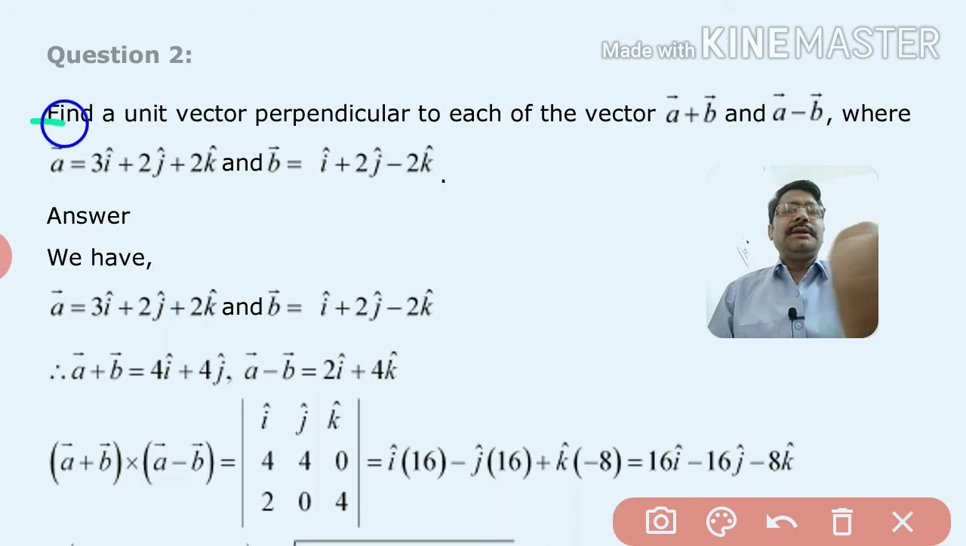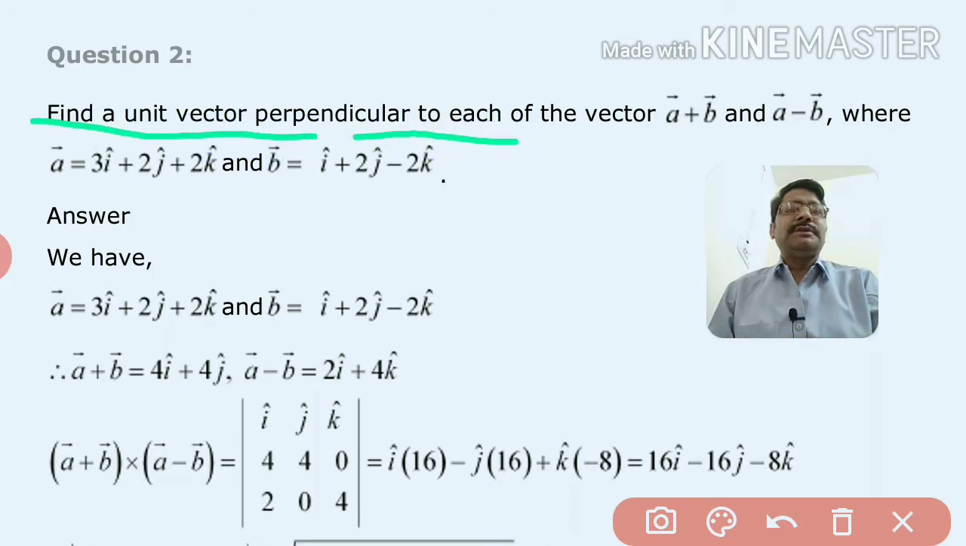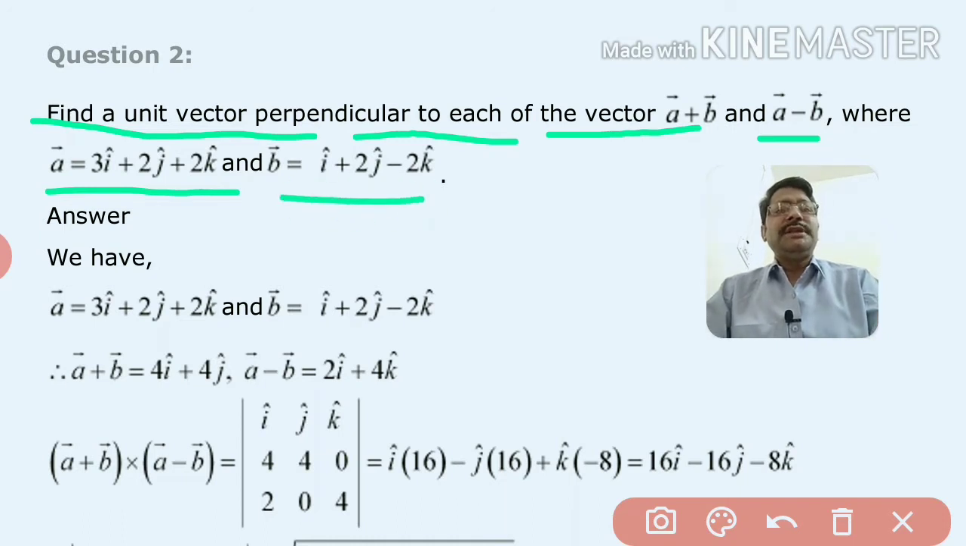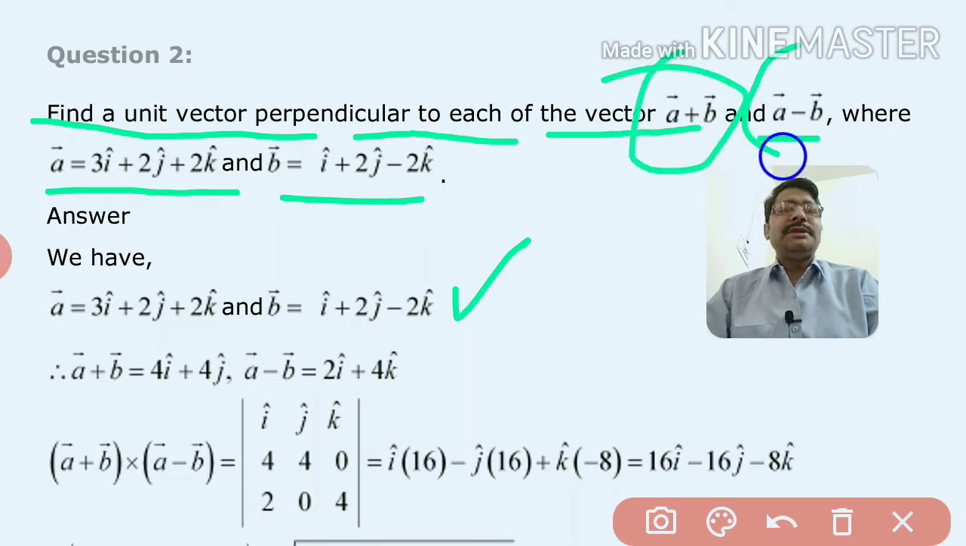Now question number 2: find a unit vector perpendicular to each of the vectors A plus B and A minus B, where A vector is given as 3i plus 2j plus 2k and B vector is given to you as i plus 2j plus 2k. Now how to find the perpendicular vector you know already. So for that A and B are given to you. First you find A plus B and A minus B.